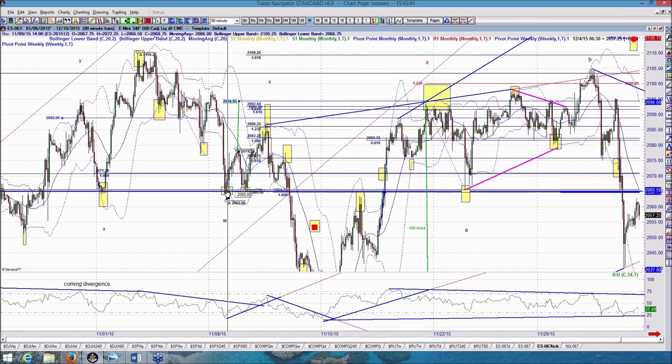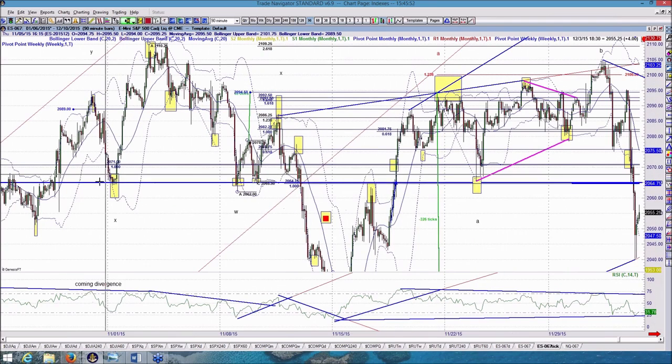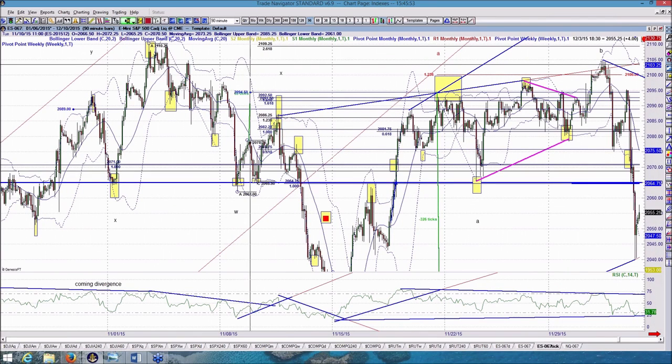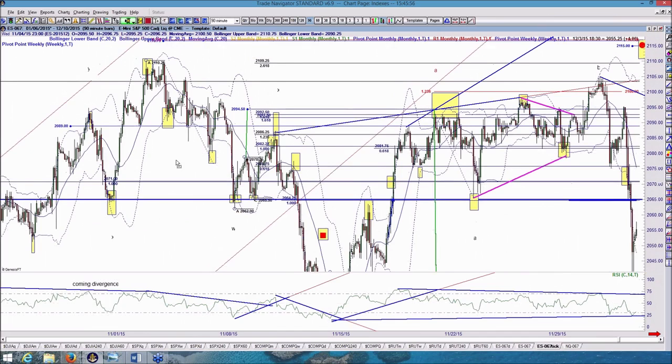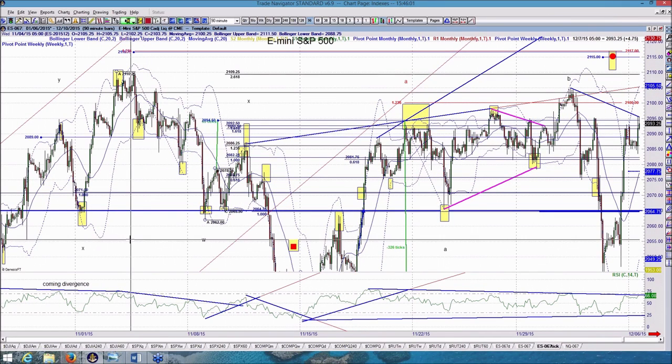Okay, there's previous support here, and there's previous support here, and there's previous resistance here. So look for support and resistance, and that's one thing that should give you confidence. What else gives you confidence? Look at the price action. What do you see? What gives you confidence?